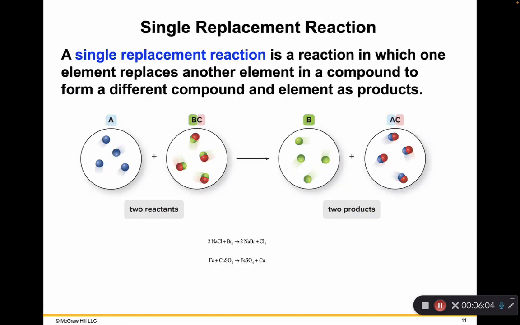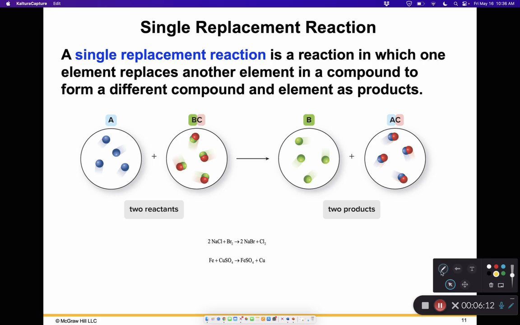The third type of reaction is single replacement reaction. Okay, now the name tells it. We will go with understanding what it means. Single replacement reaction means one of the elements or atoms of a compound will be replaced by another. Generally, in a single replacement reaction, one element replaces another element in a compound. Then they will make a different compound and a different element as product.